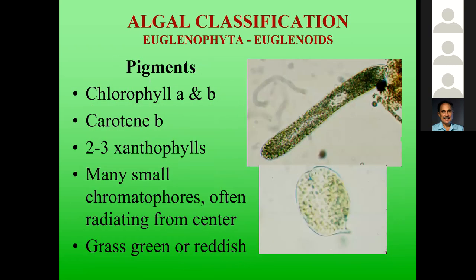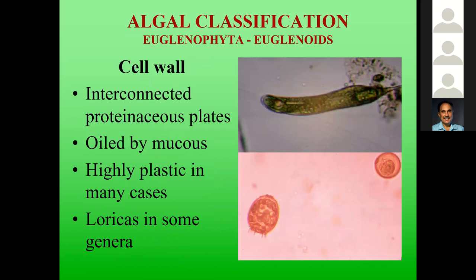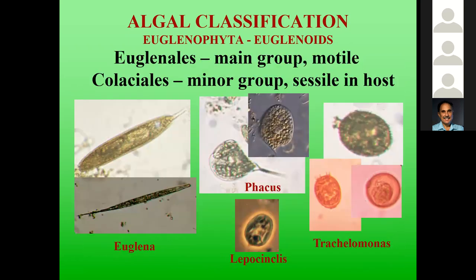Okay, euglenophytes. Euglena share a lot with the green algae, but they're a little different in terms of their food storage and their cell walls. The classic Euglena would be one of them. So you have Euglena, which has lots of shapes and sizes, Phacus, Trachelomonas, Lepocinclis. Those are the four you're going to see the most, and really Euglena and Trachelomonas are the most likely ones to bloom. I mentioned Colaciales because this is one of the most bizarre ones.